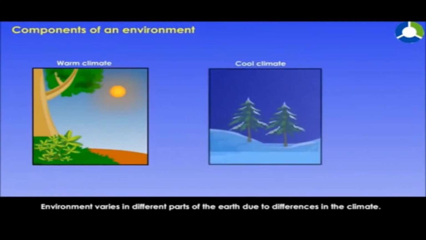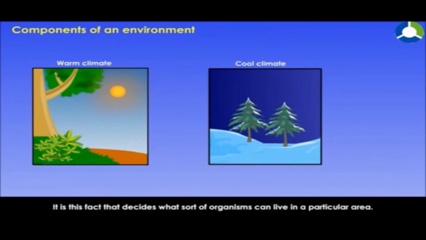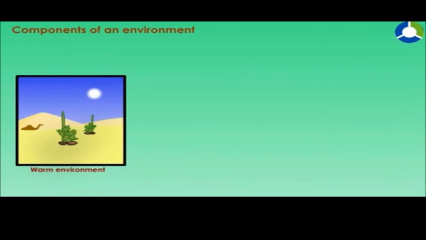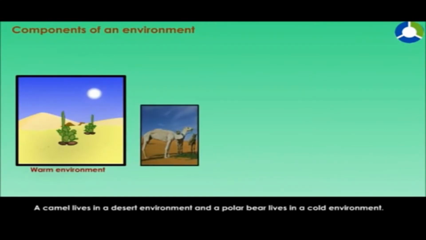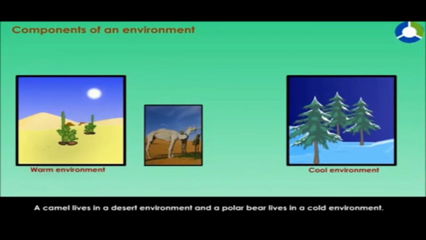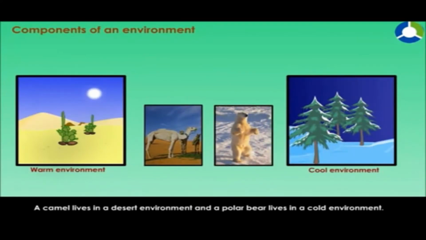Environment varies in different parts of the earth due to differences in the climate. It is this fact that decides what sort of organism can live in a particular area. For example, a camel lives in a desert environment, and a polar bear lives in a cold environment.